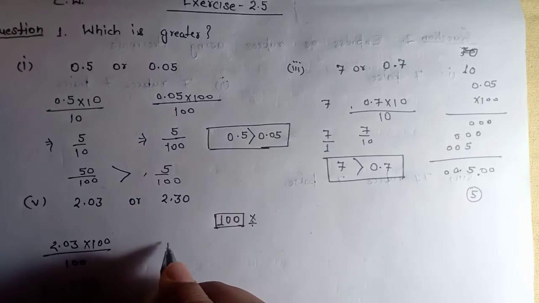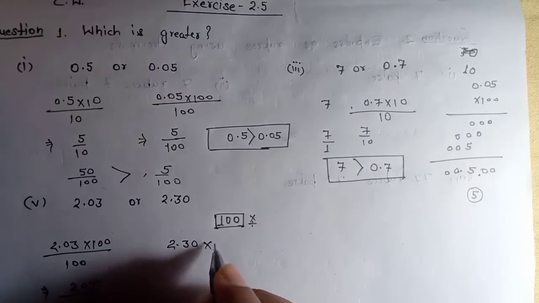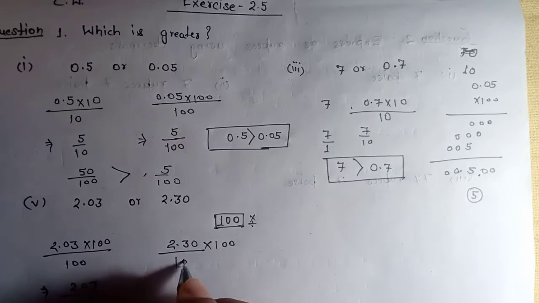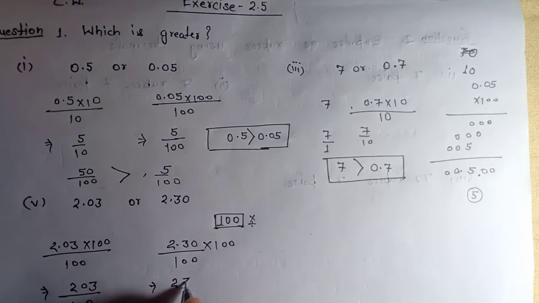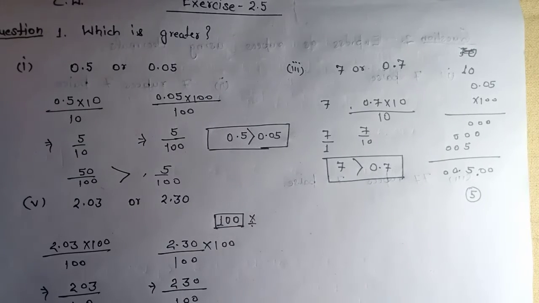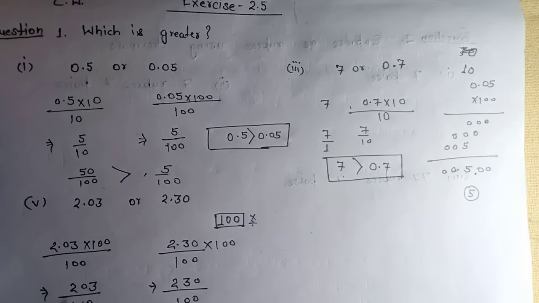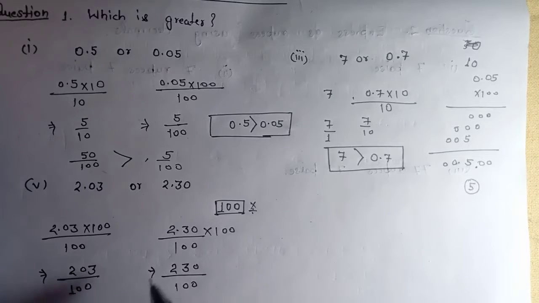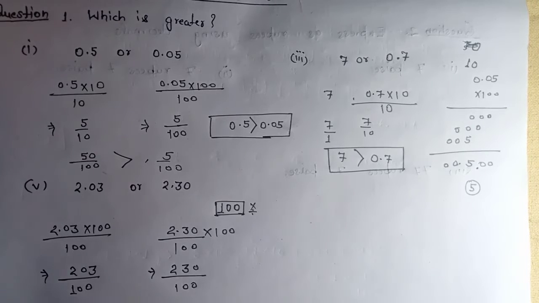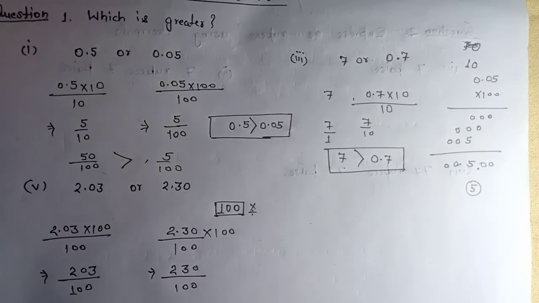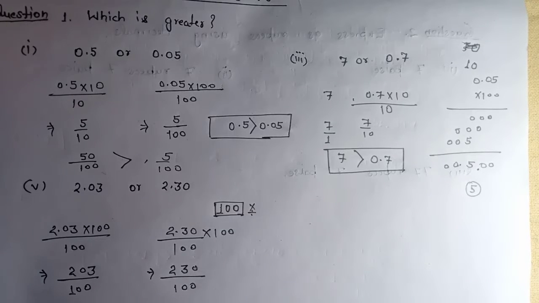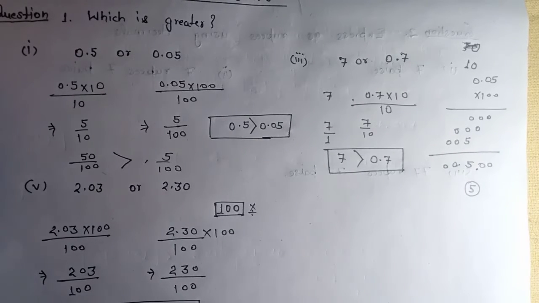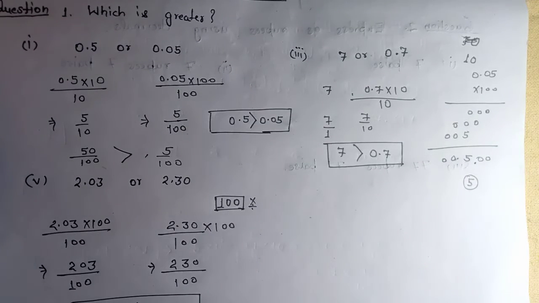And when this 2.30 is multiplied by 100 and divided by 100, we get 230 upon 100. And we have the same denominator. 203 and 230 are the numerators of the different fractions. Eventually we get that 230 is greater than 203. So yes, we have 2.30 is greater than 2.03. Now you have to eventually compare the fractions. Okay, this comparison of fractions will give you the answer to your question.